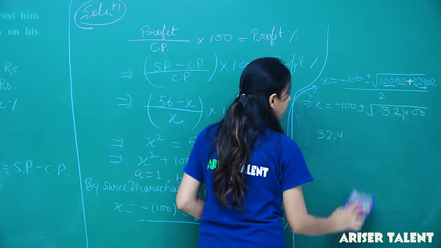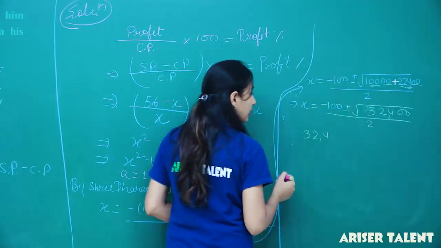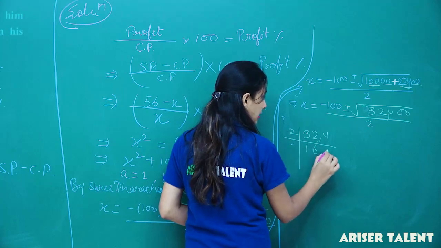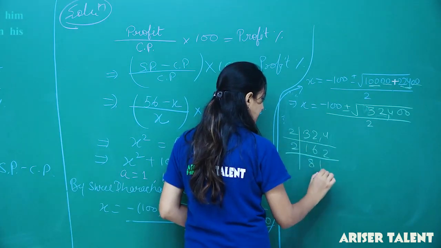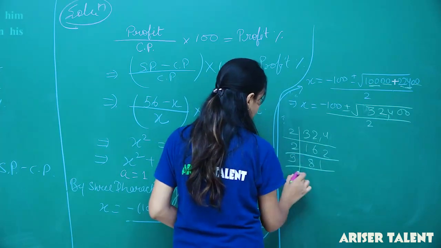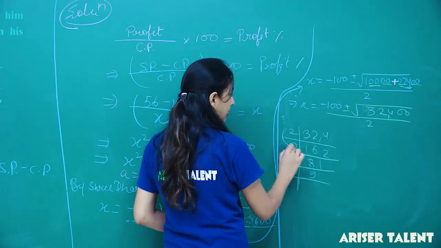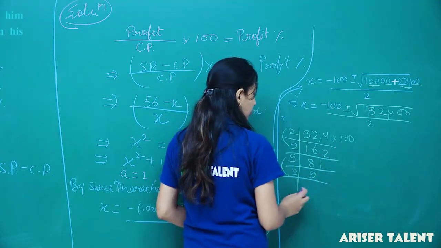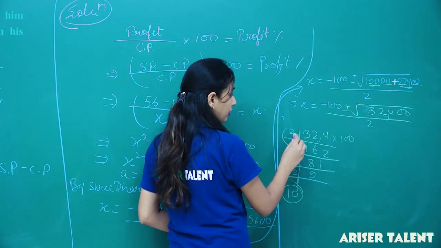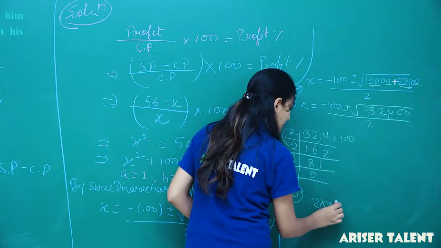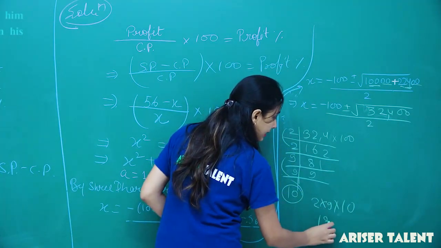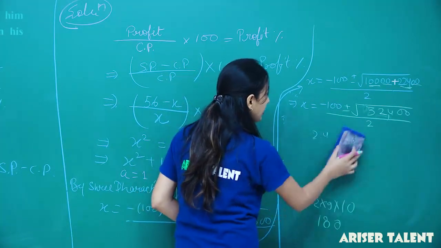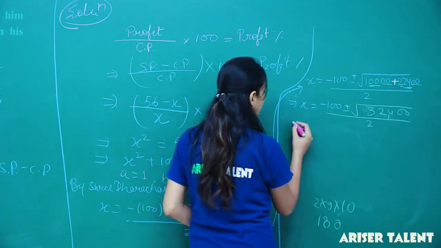So I can take the factor of 2. By 2, 16 and 2, by 2, 8 and 1. Now that will be 9 and 9, so that will be 2 and 9, right? And multiplied by 100. So can I take this 10? So there will be 2 multiplied by 9 multiplied by 10, that will be 180. So that will be the square root of 32,400 which is 180.